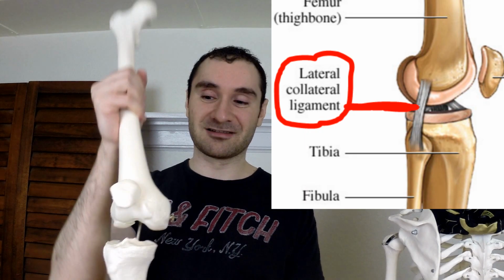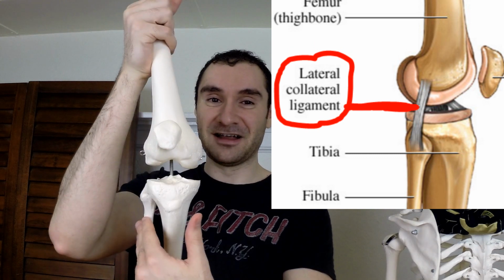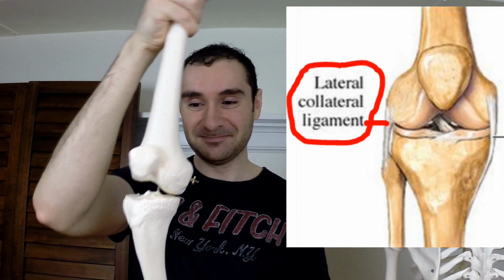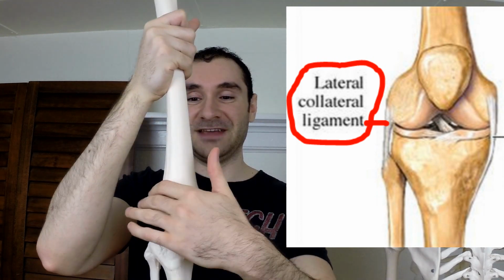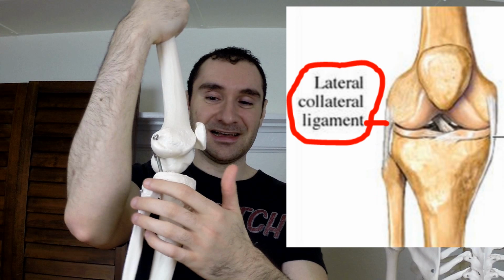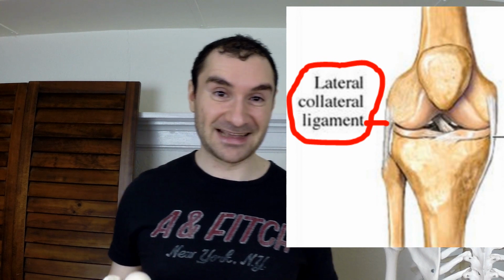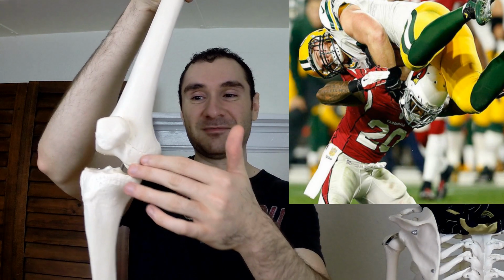Now let's talk about the LCL, which isn't injured as frequently as the MCL. Your LCL, or lateral collateral ligament, is on the outer part of your knee. This ligament prevents your knees from going out like that to the side. It goes from your femur to your fibula bone right there, the smaller bone. This ligament could be injured once again through a traumatic incident, such as a football tackle on the inner part of your knee that forces it out like that, or some other impact.